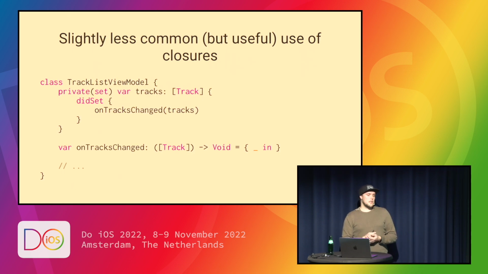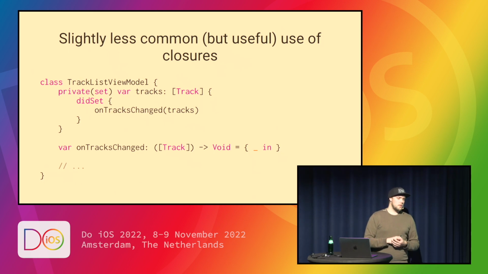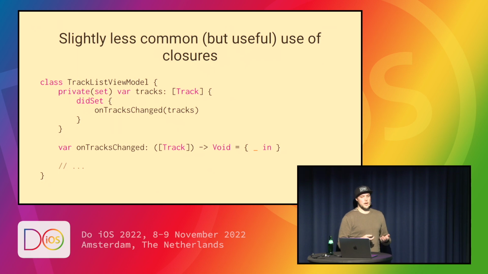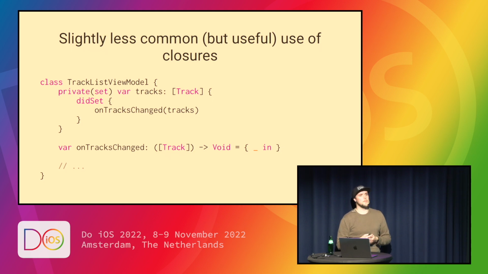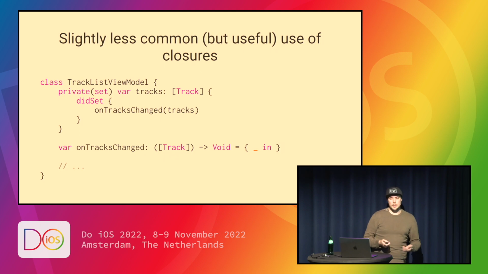So a slightly less common but still useful use of closures could be something that allows you to track changes to some state, right? In this case, I have some code that has a variable tracks. Maybe that's music tracks, maybe train tracks, whatever you like. And we have a closure, and that closure is called whenever we assign something new to these tracks. And that can happen once or many times.